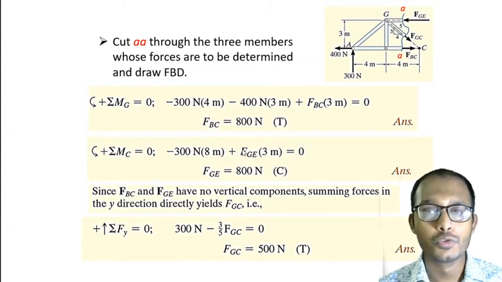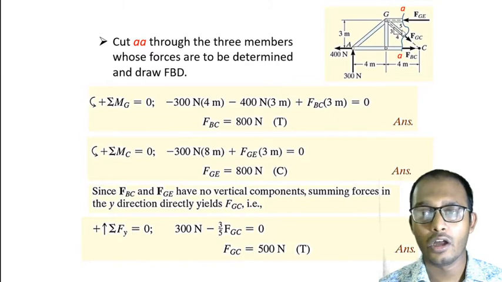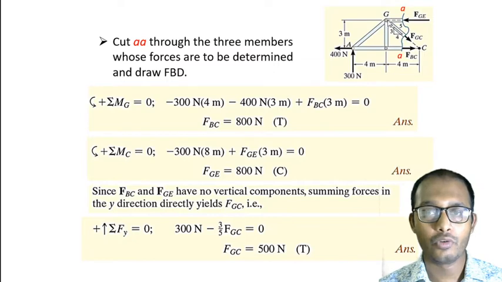To do so, how can we do it? As you can see, at point G there are a lot of unknowns, like 1, 2, 3, 4. If I take a moment at point G, then what will happen? We can easily find the other one force, that is FBC. So, taking a moment with respect to point G and taking the anti-clockwise direction as positive.